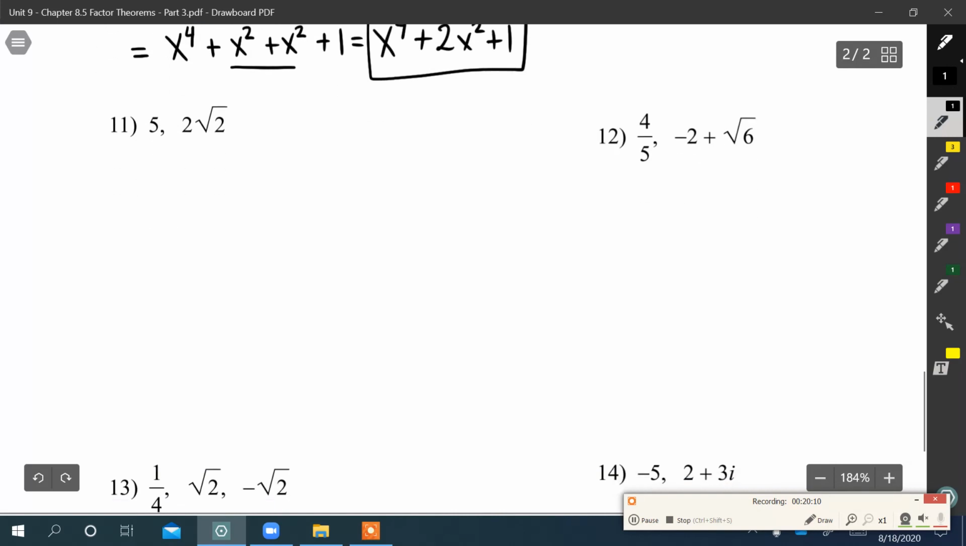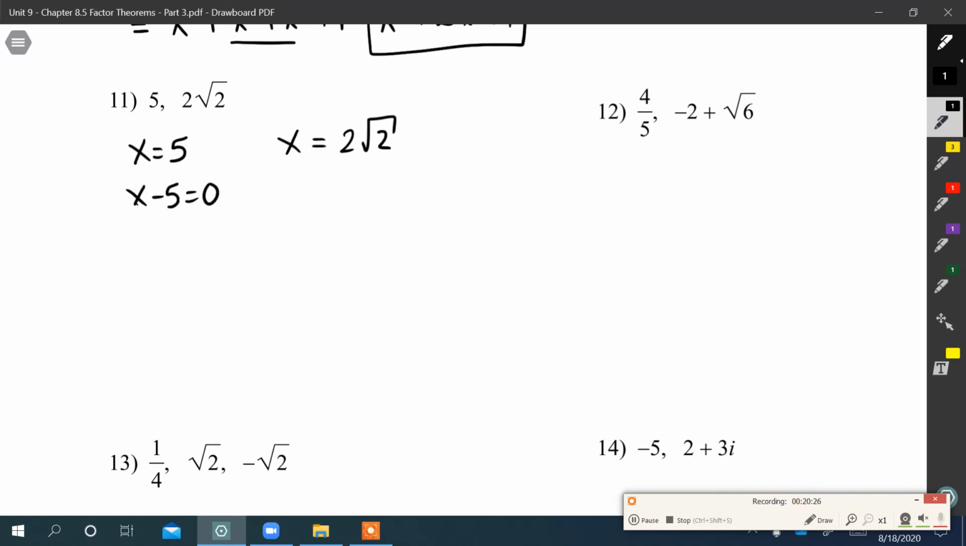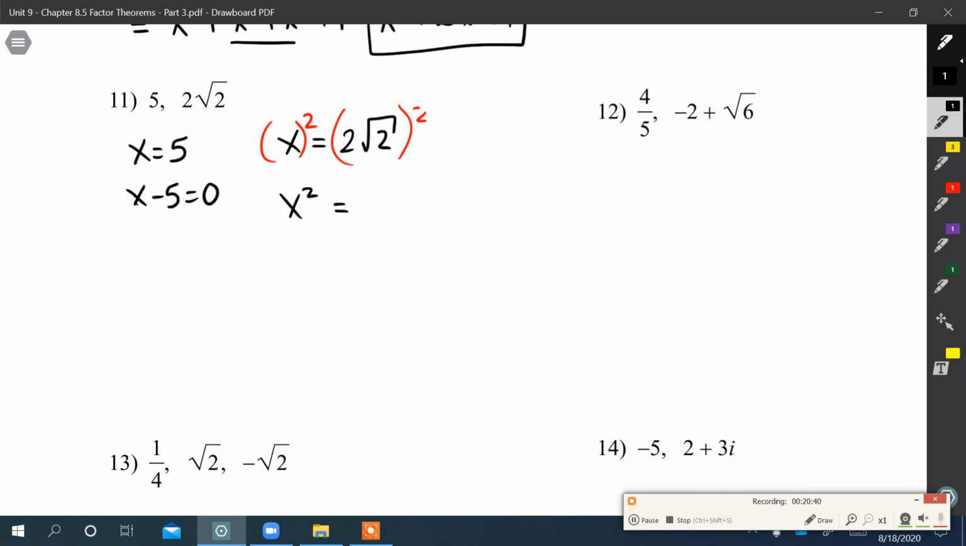All right, so the next ones I'm just going to do a little bit faster now. This one is x equal to 5. This one is x equal to 2 square root of 2. This one we just bring the 5 over and we get that. This one we have to be extra careful. We want to get rid of that radical right there. So the way you do that is by squaring both sides, so that you get x squared is equal to, and when you square, this is what you get.